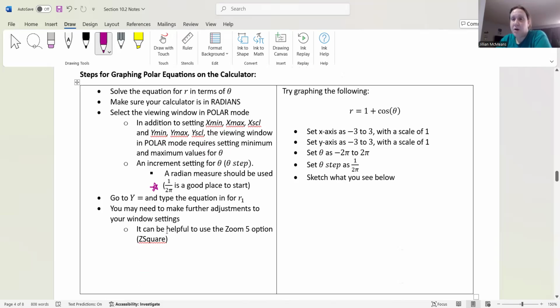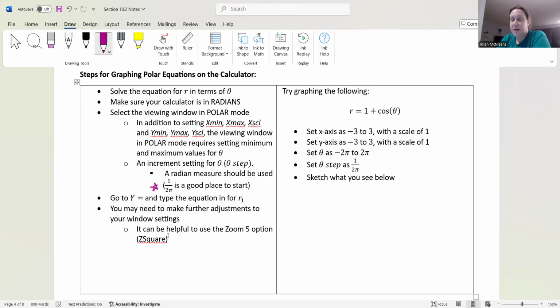And then sometimes, because the window is rectangular and not square, we have a zoom function in our calculator called zoom square. It'll sometimes make our graphs look a little bit better, but I'll show you that when we get there. So we're going to practice first. We're going to practice r equals 1 plus cosine theta.